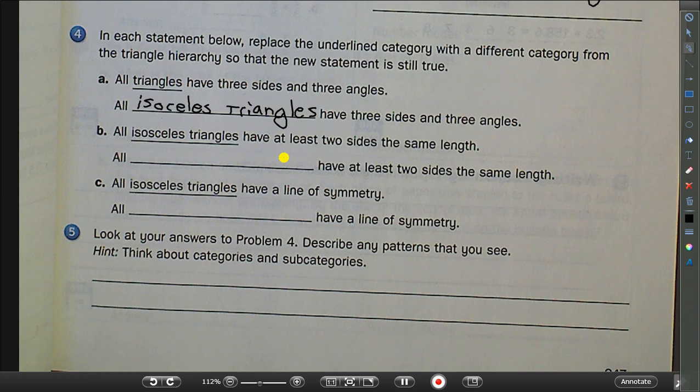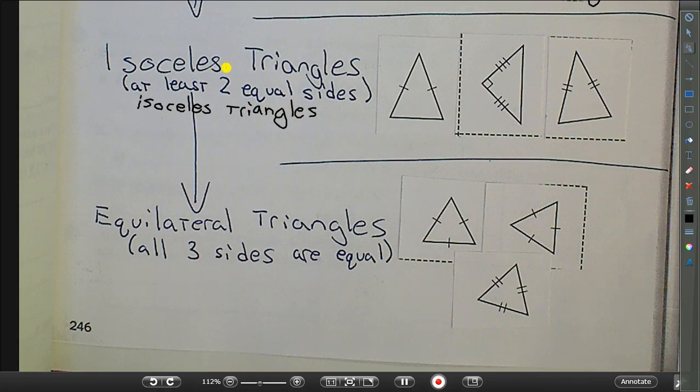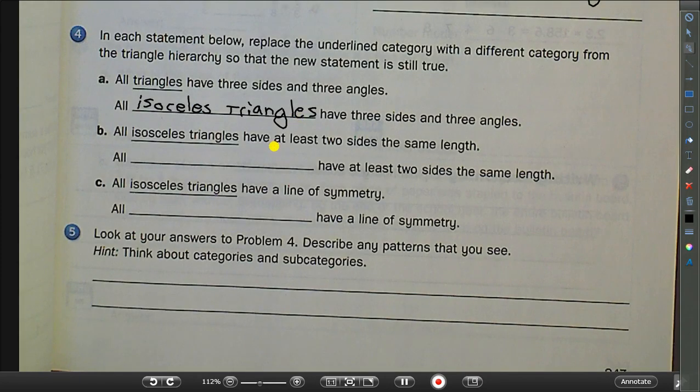Part B. All isosceles triangles have at least 2 sides the same length. So if we look back on our hierarchy, there is a subcategory underneath isosceles triangles, we have equilateral triangles. All 3 sides are the same length. So if all 3 of your sides are the same length, then obviously at least 2 of them are the same, because 3 is more than 2. So that means we can say the same thing about equilateral triangles. They also have at least 2 sides the same length.